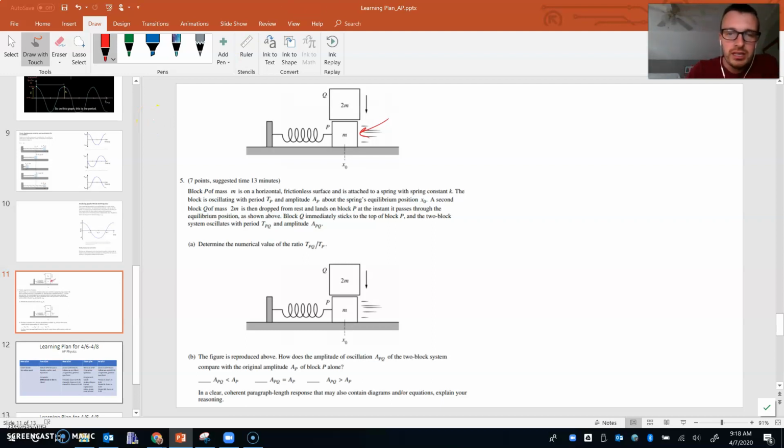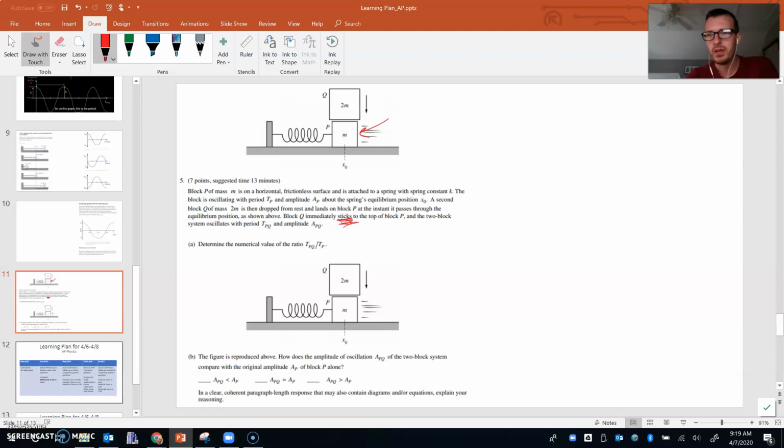The block P of mass m is attached to a spring with spring constant k. The block is oscillating with a period T_P and amplitude A_P about the spring equilibrium position x initial. A second block Q of mass 2m is then dropped from rest and lands on block P at the instant it passes through the equilibrium position as shown above. Block Q immediately sticks to the top of block P, and the two-block system oscillates with period T_PQ and amplitude A_PQ.